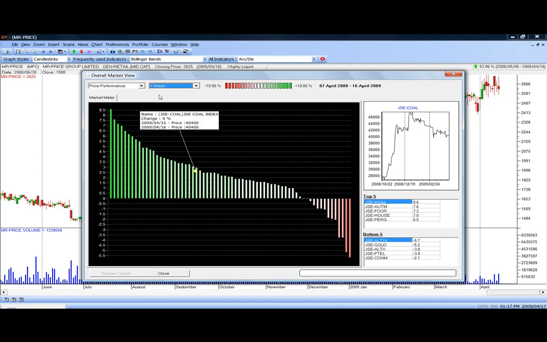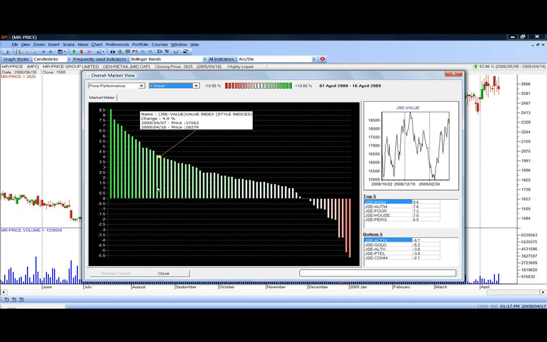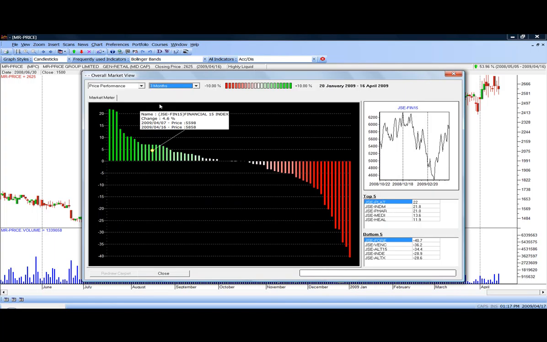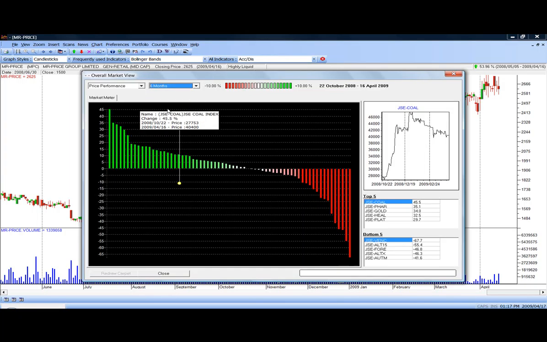And now you can see that over the last week the entire market actually has been improving. So that is the last 5 days of trading. If you now look at it over a 3 month period, you can see that the whole market actually has declined quite heavily. And if you take this over a longer period, you get a different picture again. So by looking at this graph, you can very quickly identify how the market has performed.